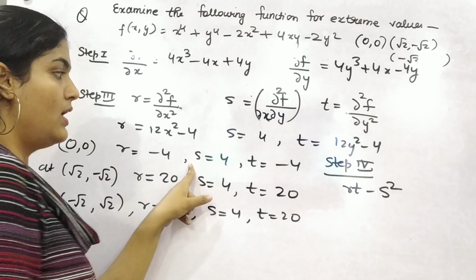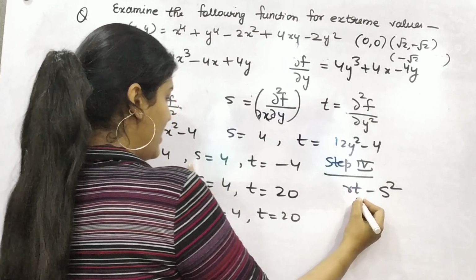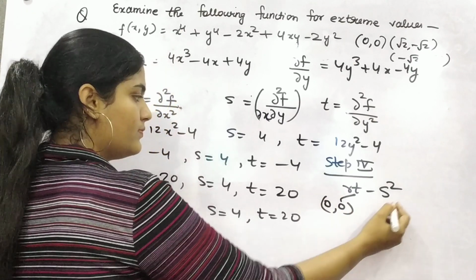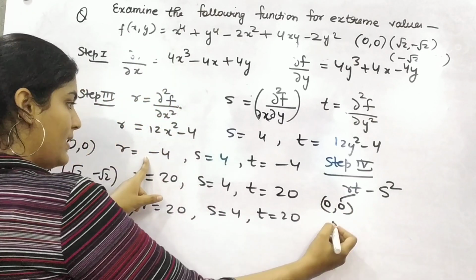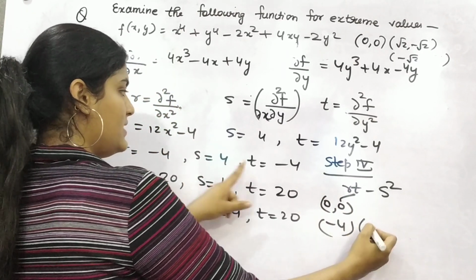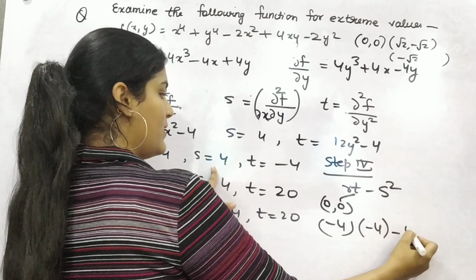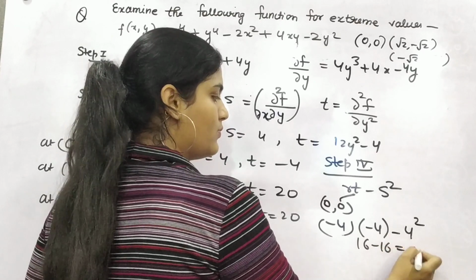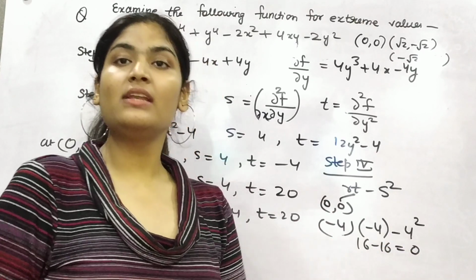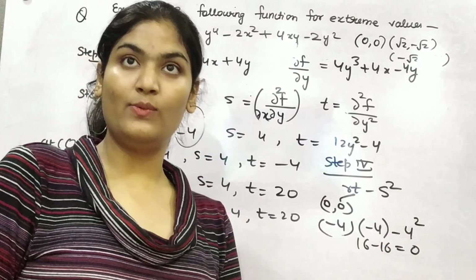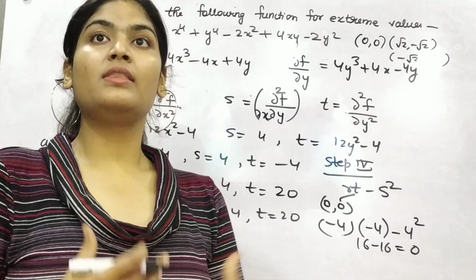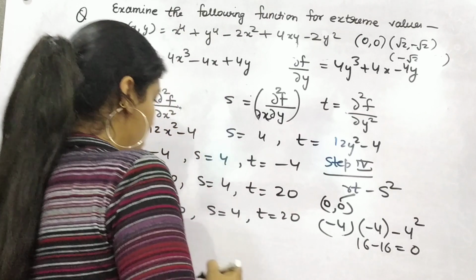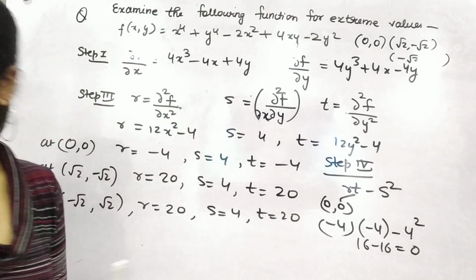For this, your RT minus S square for 0, 0: R is minus 4, T is minus 4, minus S square is 4 square. So 4 times 4 is 16, minus 16 is 0. Whenever you get RT minus S square equal to 0, then there is a possibility, there are 3 cases. Let me write it down here.